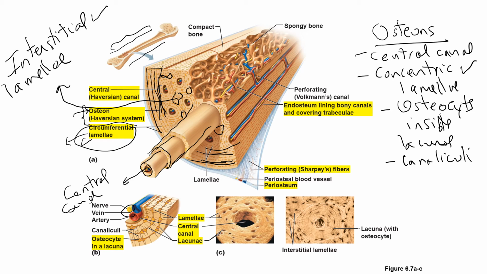Also found in compact bone will be the periosteum, held to the bone tissue by perforating or Sharpey's fibers. Finally, there will be canals at right angles to the central canal called perforating canals that bring blood vessels deeper into the bone tissue.